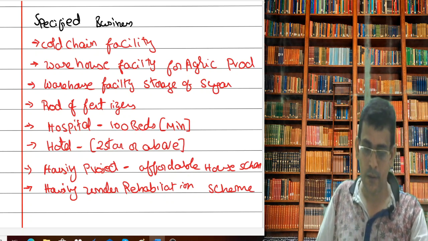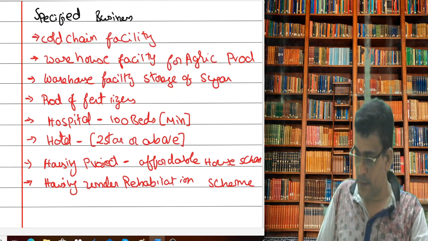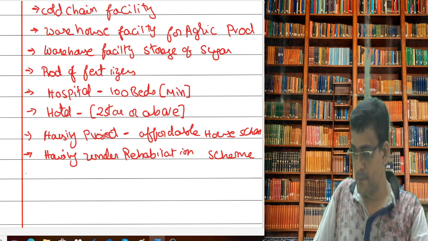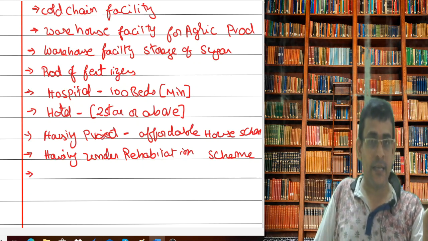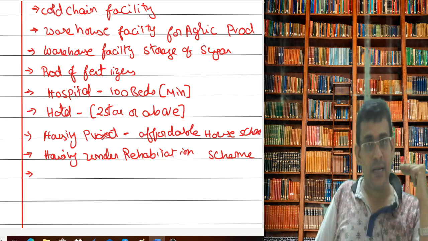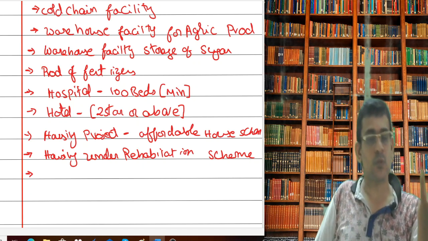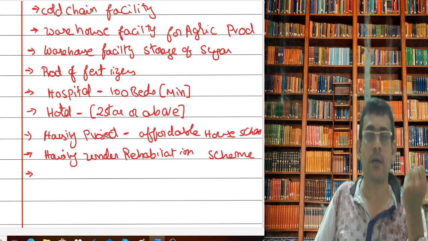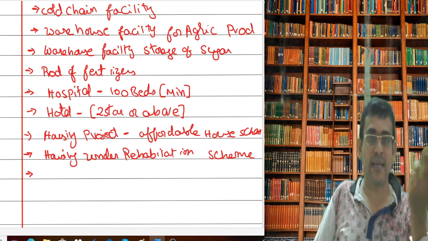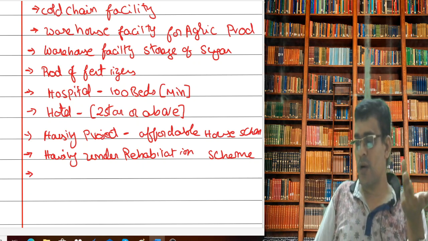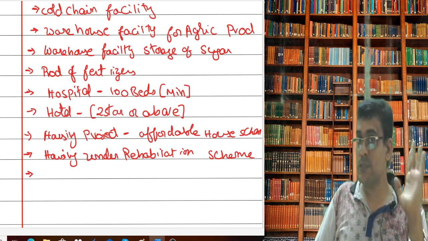Then let us move on to the next one here. The next point is: you are extracting natural gas, you are extracting petroleum, and you have laid down a pipeline across the country. That means from the Godavari basin or wherever it is, you are extracting the crude and the gas, and that gas is distributed across the country with the help of a pipeline. Ultimately, that is also said to be a specified business.